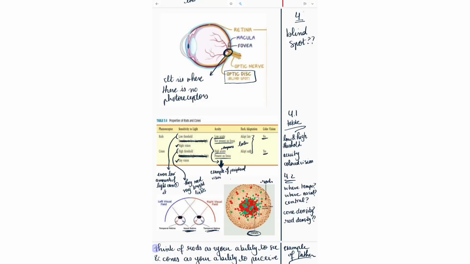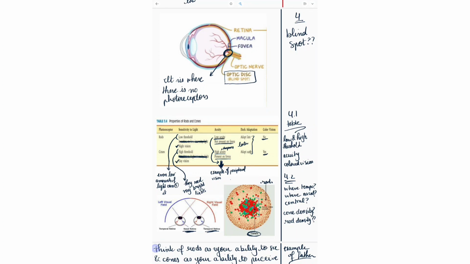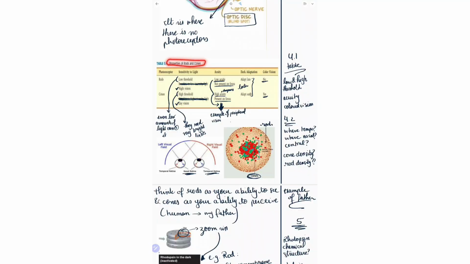Now, moving on to where is the blind spot. There's a blind spot. So this optic disc where the optic nerve forms is actually the blind spot. In this place, there's actually no cones, no rods, whatever. Blind spot.